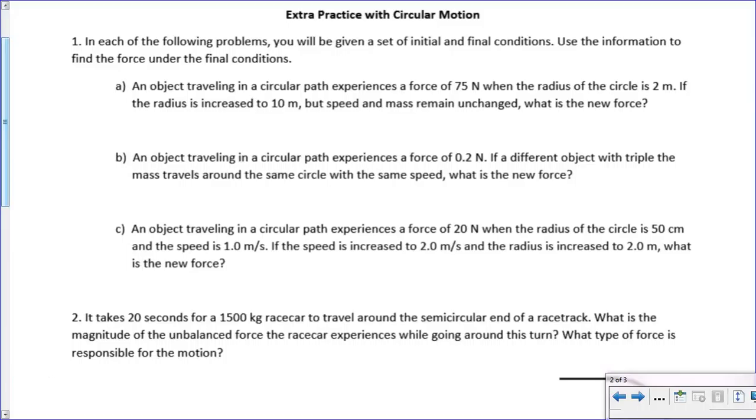So in each of these problems you ask, what is changing? All right? The radius is changing. How did it change? We multiply the radius times 5. All right? And then you need to remember that centripetal force is proportional to 1 over the radius. All right, so as the radius increases, the centripetal force decreases. The radius was multiplied by 5, so the centripetal force is going to be divided by 5. If we take 75 and we divide it by 5, we get 15 newtons.